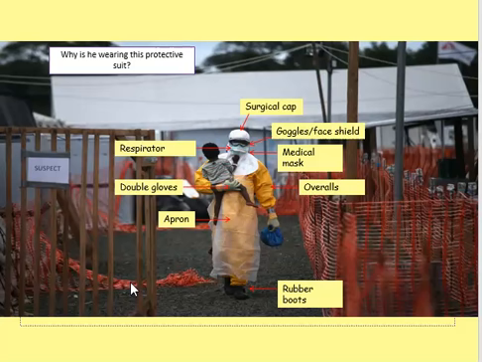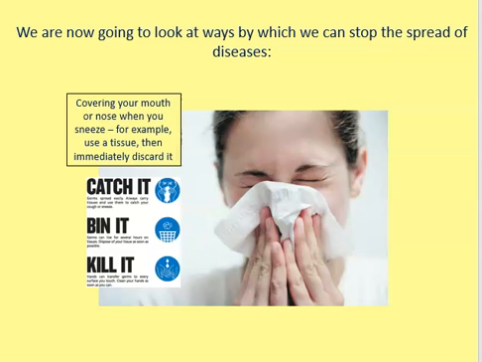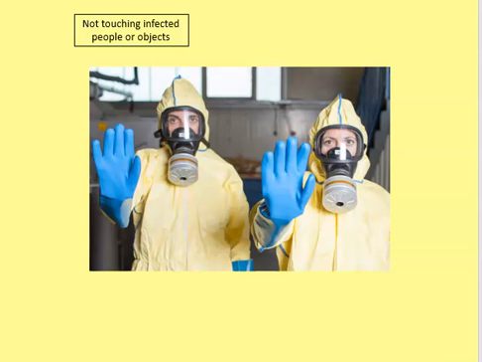So we are now going to look at different ways by which we can stop the spread of pathogens. Okay, so the first one, please make sure you write each one of these down. Cover your nose or your mouth when you sneeze, and obviously then get rid of the tissue and sanitize your hands. The next one would be not touching infected people or objects. We now know about social distancing, so actually keeping your social distance from somebody and definitely not touching the infected person or the object can reduce the risk of the spread.